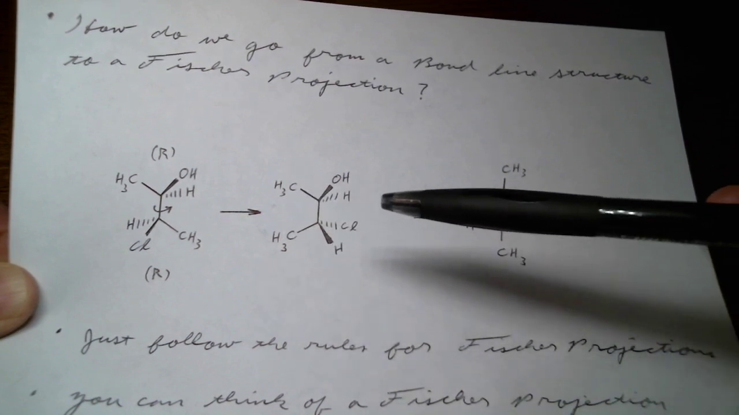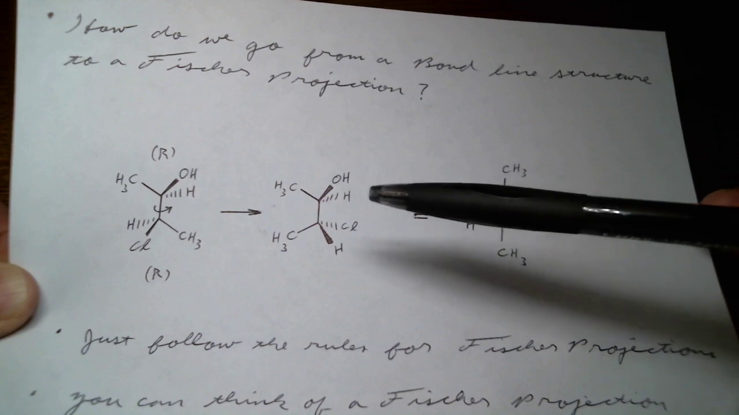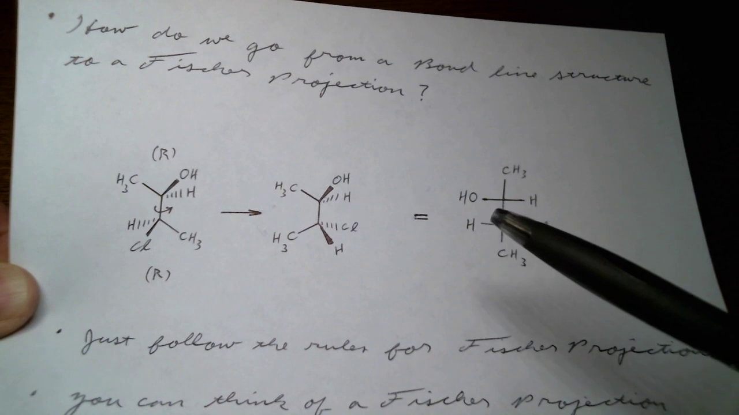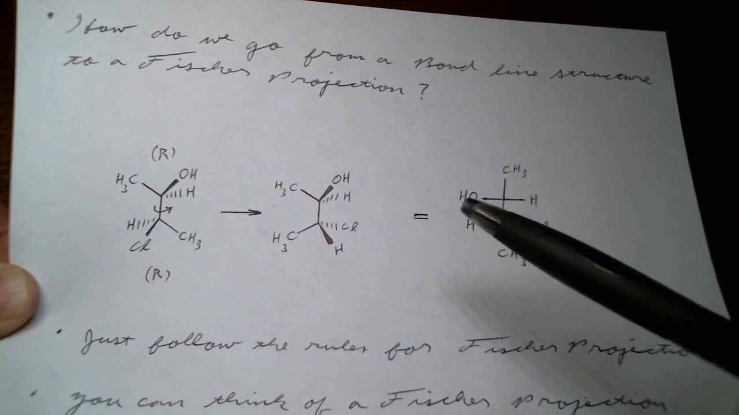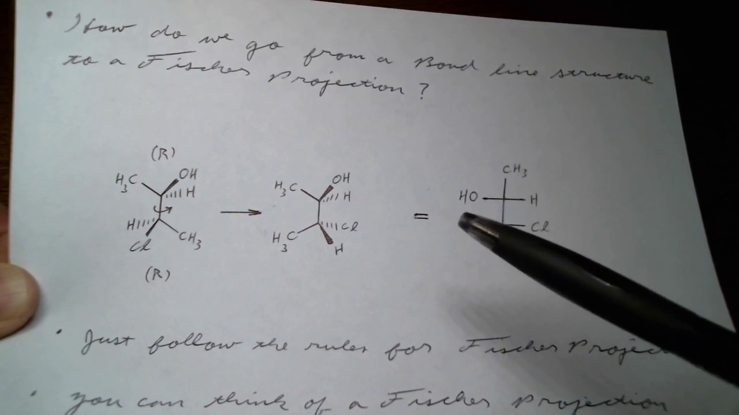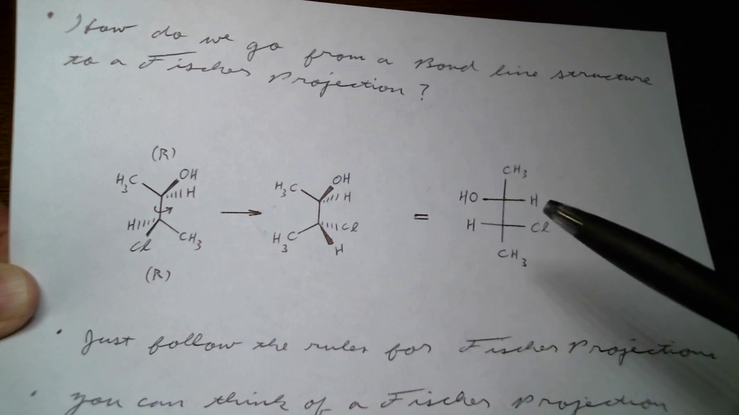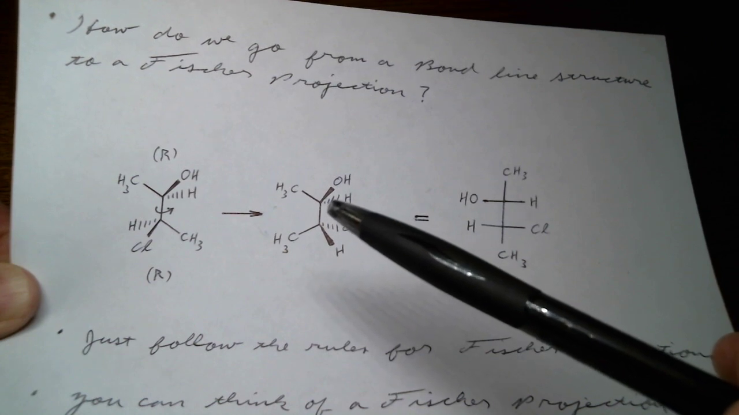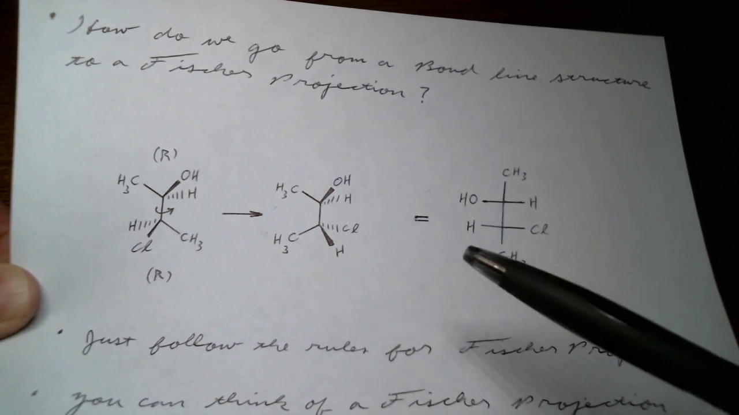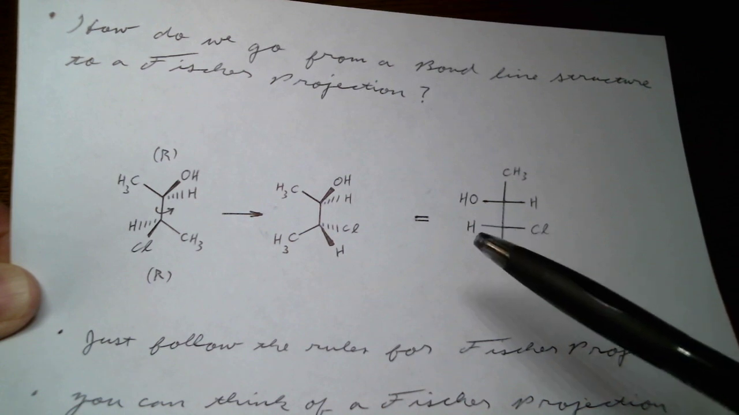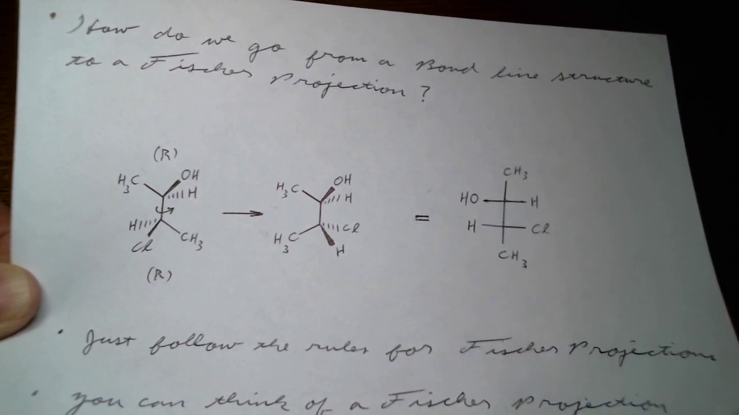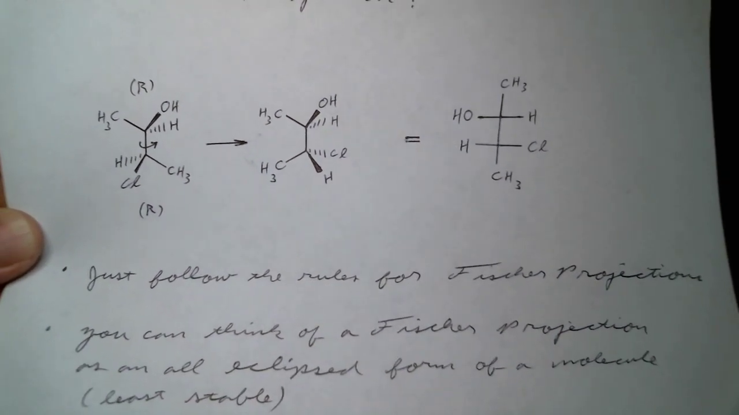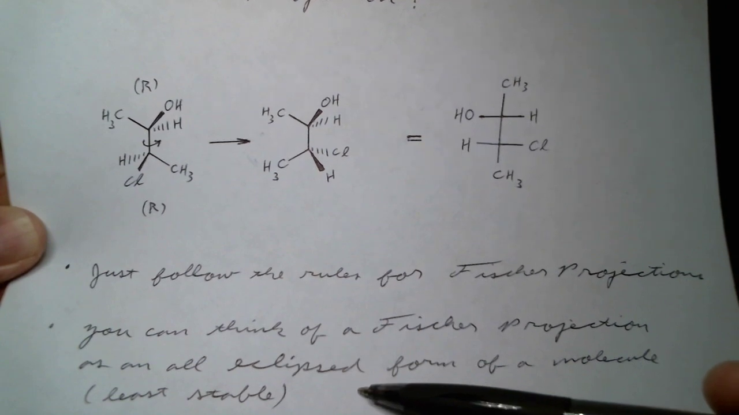Now if you can visualize yourself in the plane of the page looking to the left, what would you see? You'd see a hydroxyl group to your left, and you'd see a hydrogen to your right on carbon 2. On carbon 3, you would see a chlorine group to the right and a hydrogen to the left. So you can think of a Fisher projection as an all-eclipsed form of a molecule that's the least stable.